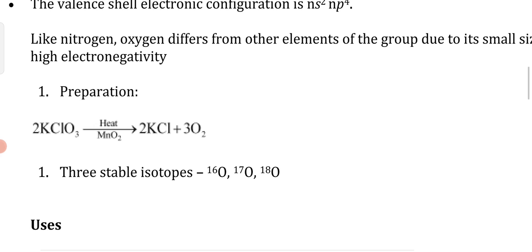Three stable isotopes we can see for oxygen, that is oxygen-16, oxygen-17 and oxygen-18. In both of the cases they have the same proton number, that is why they are isotopes, but their mass numbers are different: 16, 17, 18.